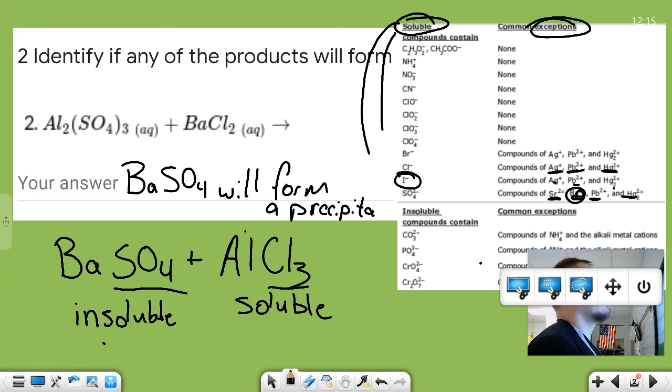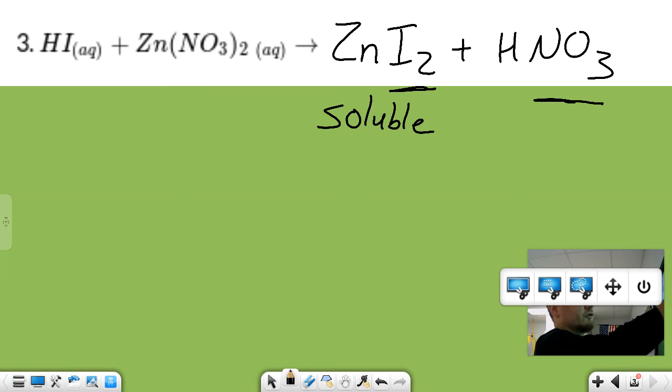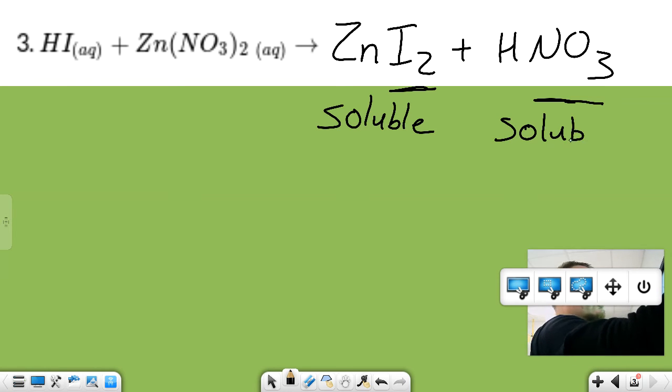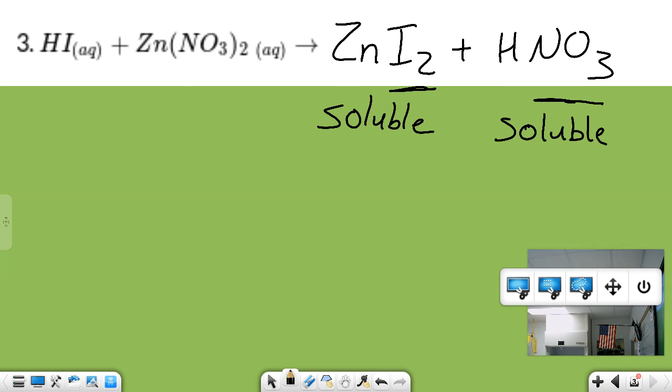HNO3, on the other hand, the NO3 here has no exceptions. NO3 will always be soluble no matter what it's attached to. So that's going to be soluble as well. If we see a case like this, no reaction is going to occur. We would get a reaction that looks similar to this here, where there is no precipitate formed. In both of these cases, if they were to switch partners, nothing would precipitate out. So no reaction.